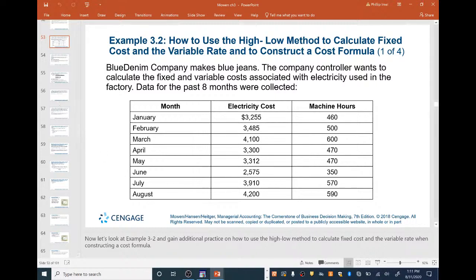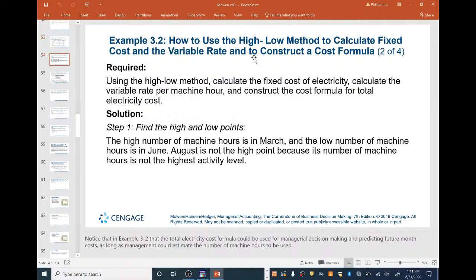So once again, here's our months on the left. We have the first 8 months of the year, January through August. In the middle column, we have the electricity cost for each month, and then the machine hours that were used based upon that cost of electricity for the month, okay? And remember, the company controller wants to calculate the fixed and variable cost associated with the use of electricity, right? So the consumption of electricity is what we're concerned with here.